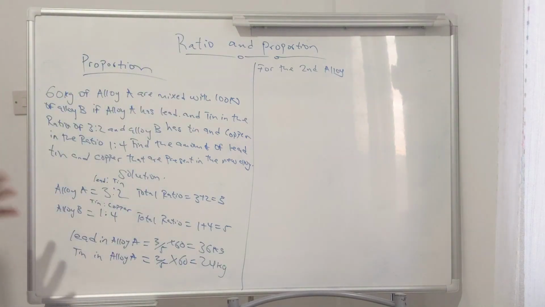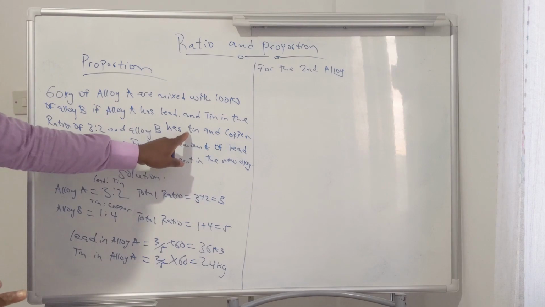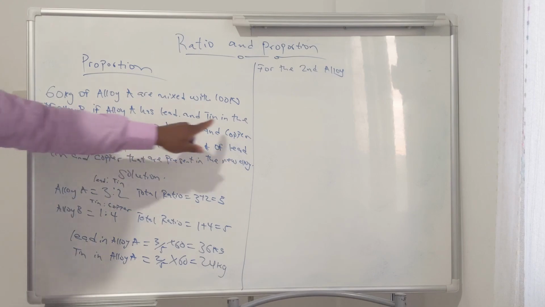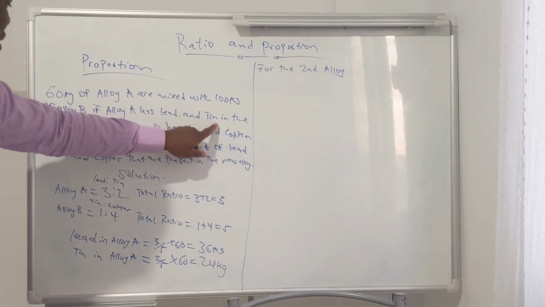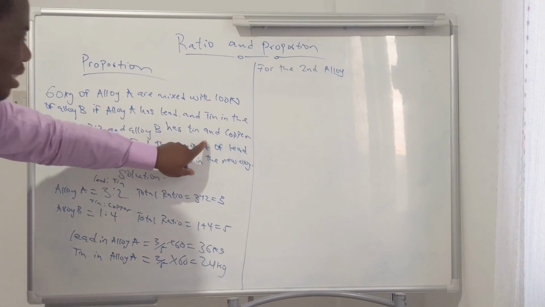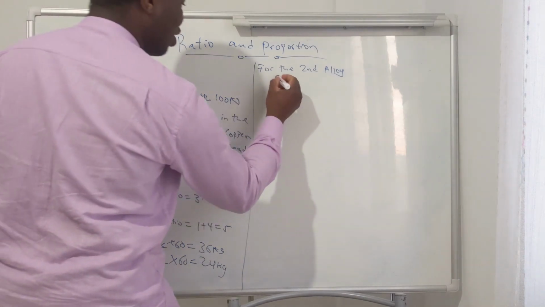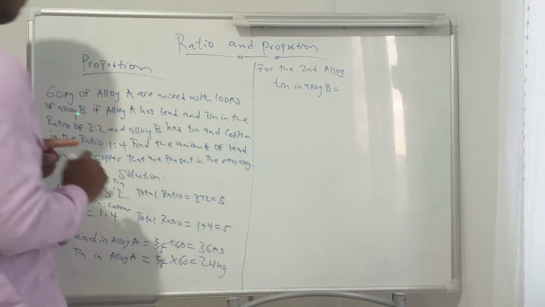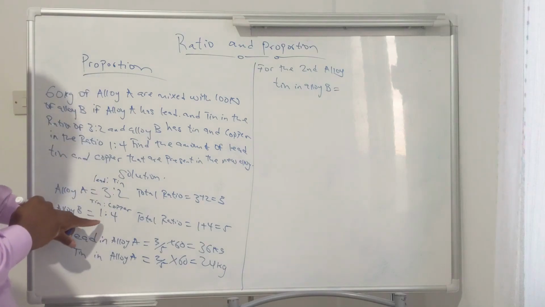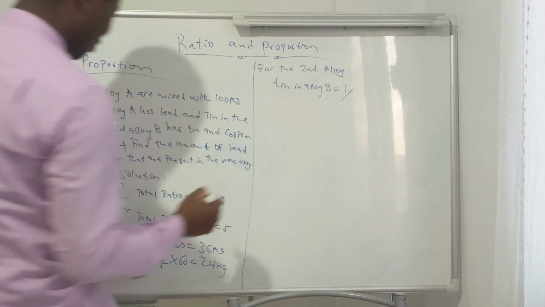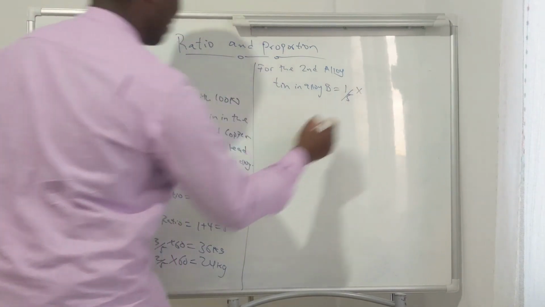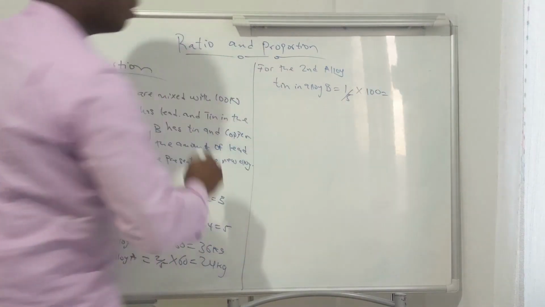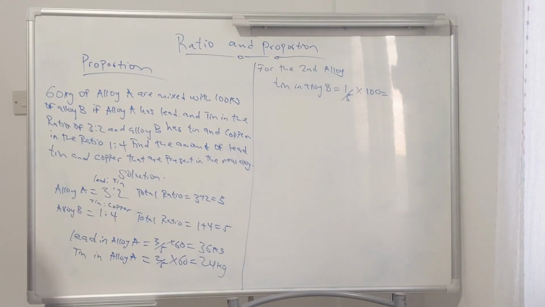now what we're going to do is similar to this. Alloy A has lead and tin in the ratio of this. Alloy B has tin and copper. So what's the amount of tin in alloy B? 1 divided by the total ratio, which is 5, multiplied by the total amount of alloy B, 100 kg. Once you do this calculation, you are going to get 20 kg.